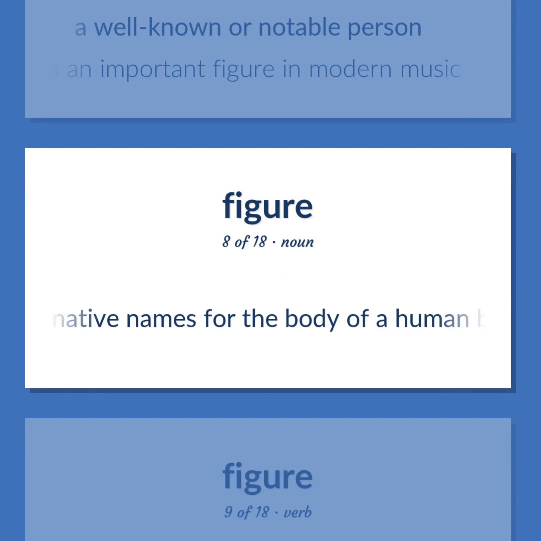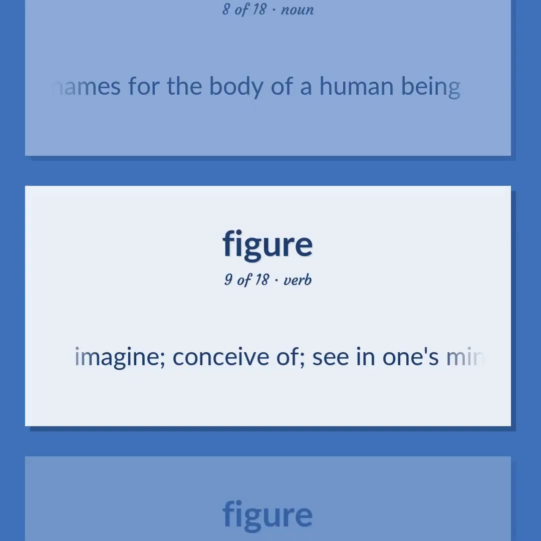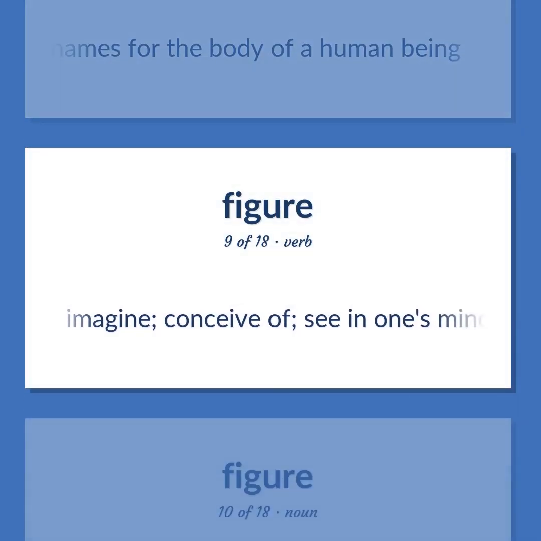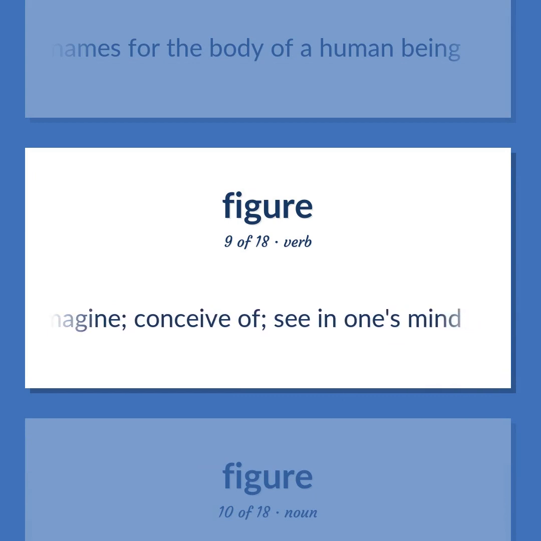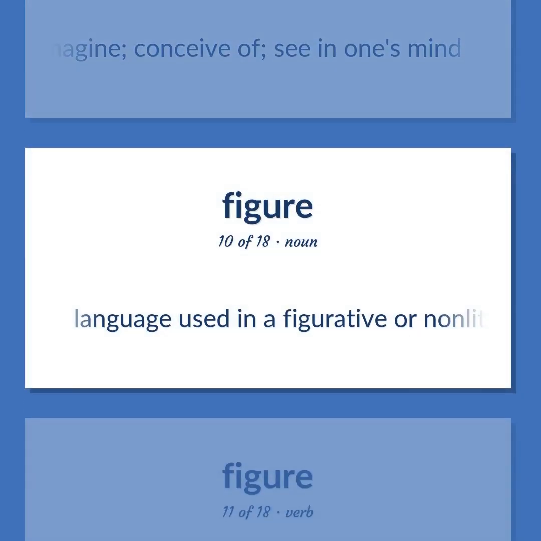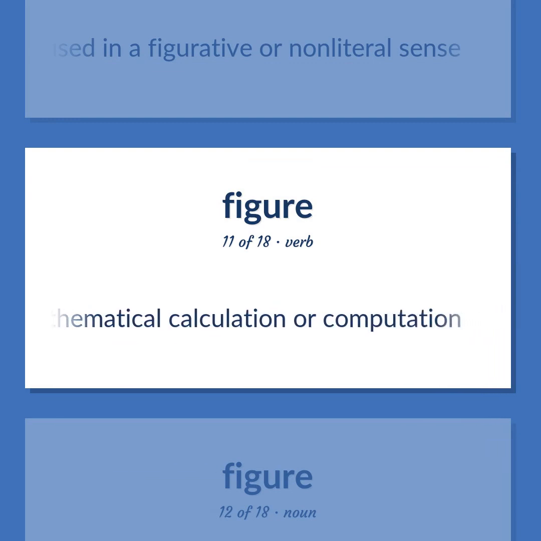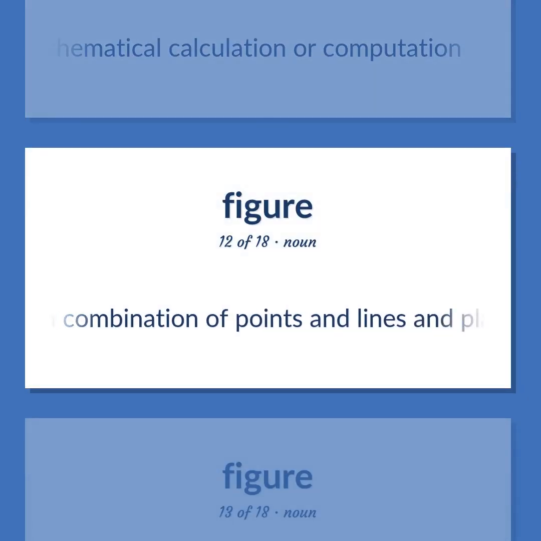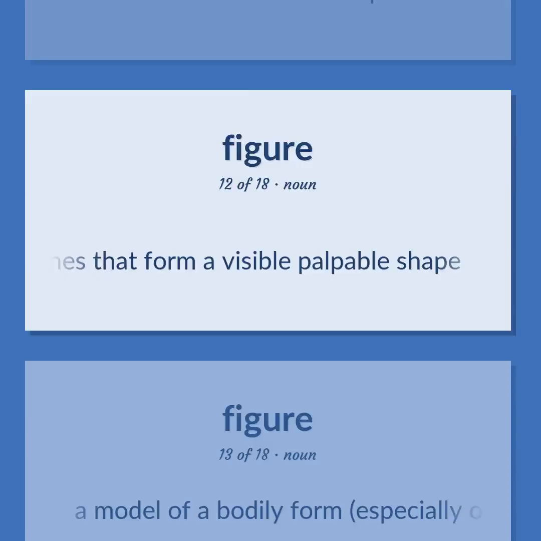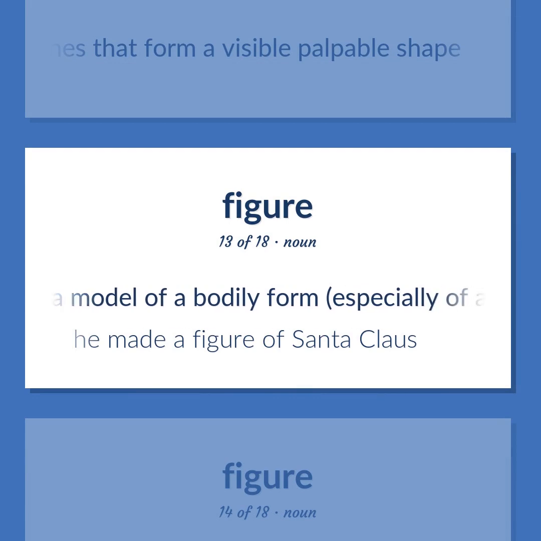Alternative names for the body of a human being. Imagine, conceive of, see in one's mind. Language used in a figurative or non-literal sense. Make a mathematical calculation or computation. A combination of points and lines and planes that form a visible palpable shape. A model of a bodily form, especially of a person. He made a figure of Santa Claus.